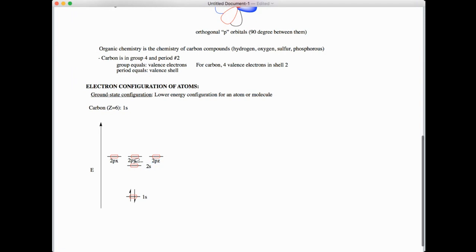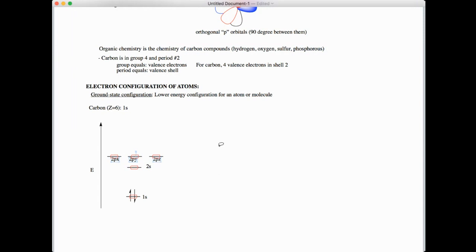Okay, draw this slightly lower just for the simplicity of the drawing. All right, so we have 3 2p and 1 1s, 2s, I'm sorry. So that's 4 orbitals for shell number 2, so everything is correct.